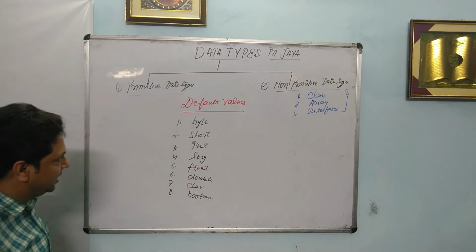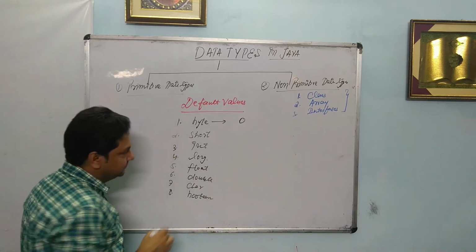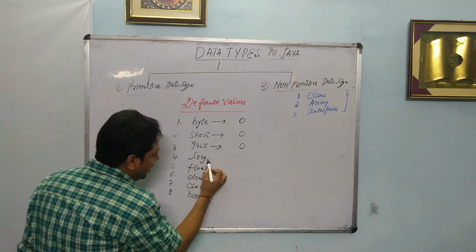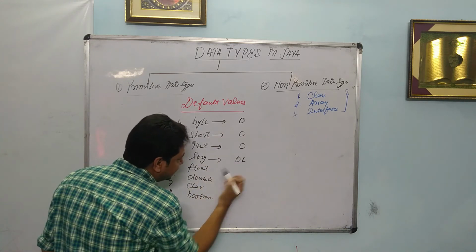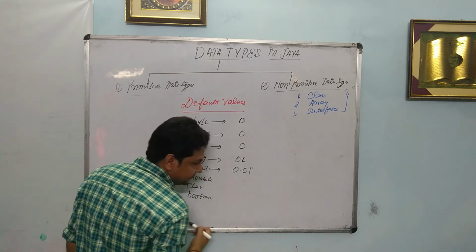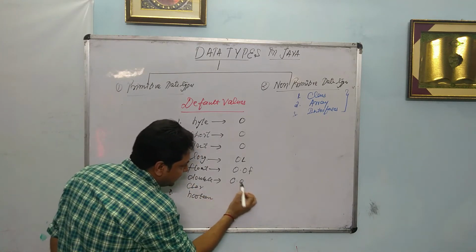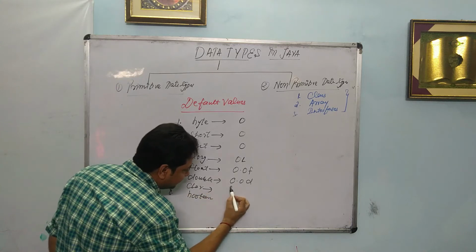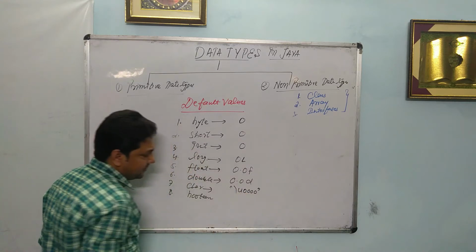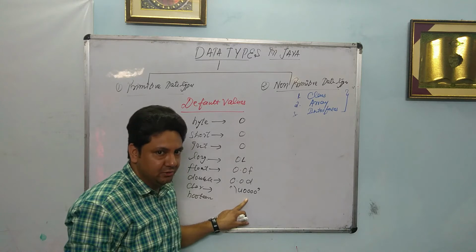Okay. So byte takes 0 as a default value, short 0, int 0, long 0l, l indicates long, float 0.0f, it may be capital or small, doesn't matter. Okay. Double 0.0d, char \u 4 times 0. It is Unicode representation of the null value.